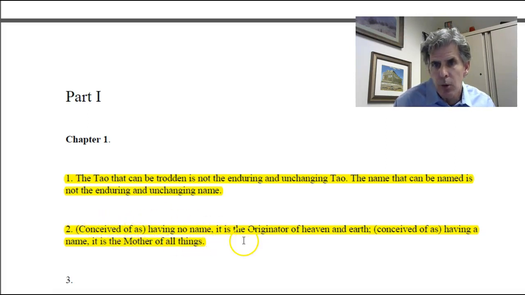Conceived of as having no name, it is the originator of heaven and earth. Conceived of as having a name, it is the mother of all things. But he wants you to conceive of it as no name, so it's a more powerful thing. If you start naming it, you can trace origins back, and you can trace it back to a mother where it's got an origin. But he wants you to realize that it goes back to something that's undefinable, that can't be delineated.